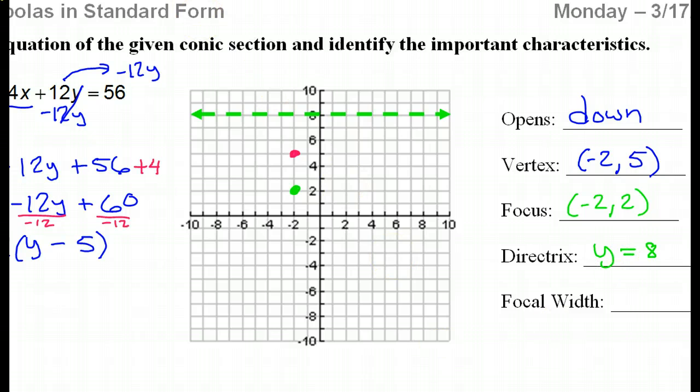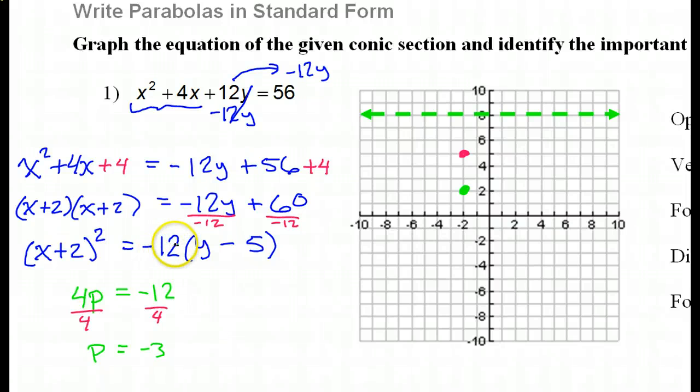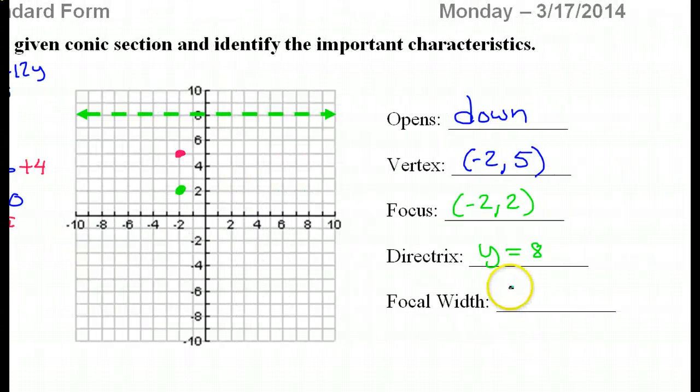The focal width comes from this number in front of the unsquared parentheses. Ignore the negative sign. The focal width will be 12. Okay, that means the width of the parabola at the level of the focus is 12, which means 6 to the left, which would be here, and 6 to the right. Alright, total of 12, not 12 left, 12 right, total of 12 from side to side.